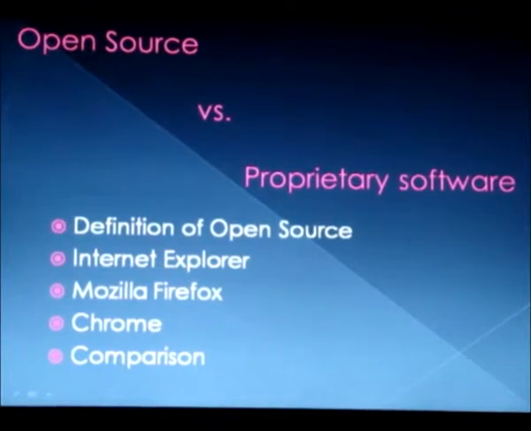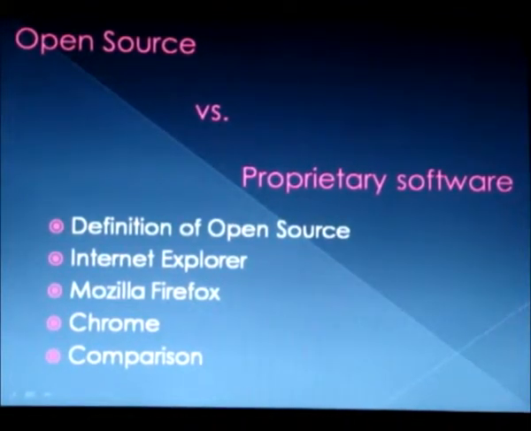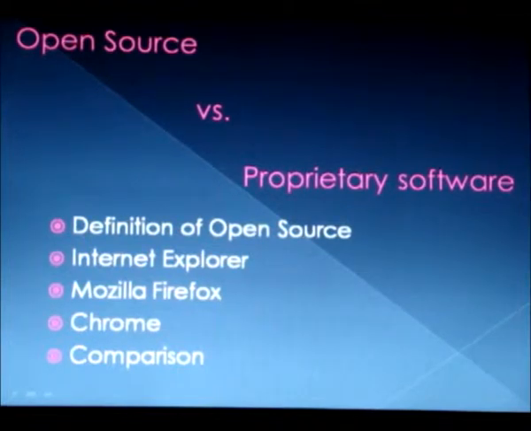This presentation will cover the following four points. First of all, we will help you define open source. Then, we will take a quick look at the proprietary web browser Internet Explorer and introduce two open source web browsers, which are Firefox and Google Chrome. After that, the comparison and evaluation of those three software will be given.